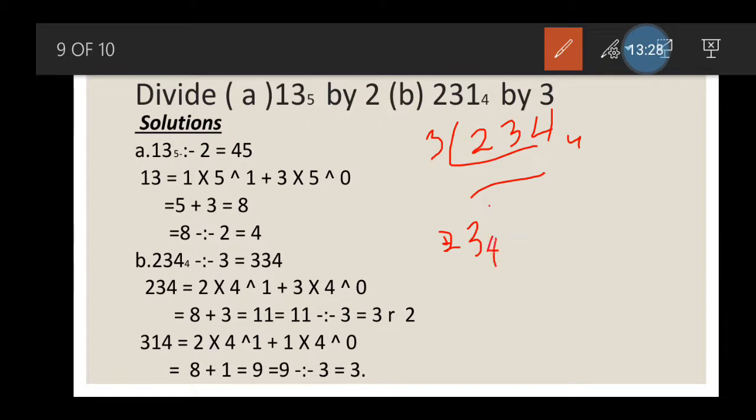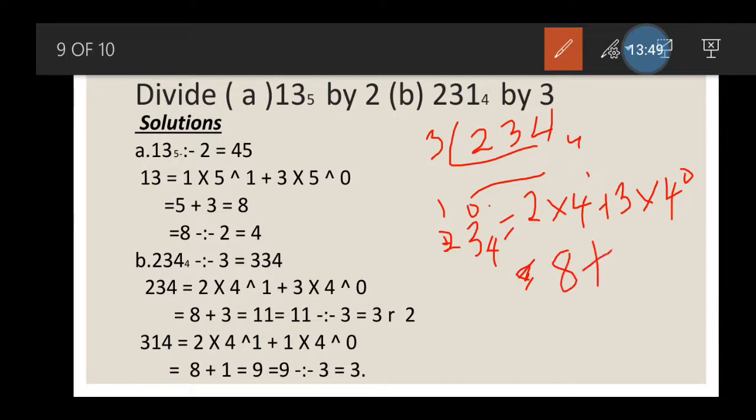So this is 2 times 4 raised to the power 1 plus 3 times 4 raised to the power 0. So this here will give you 2 times 4 is 8, plus 3 times 4 raised to the power 0, which is 1, so 3 times 1 is 3. That will give you 11.